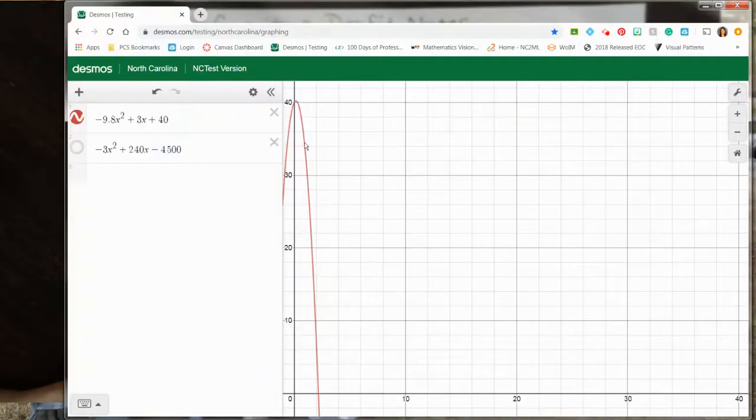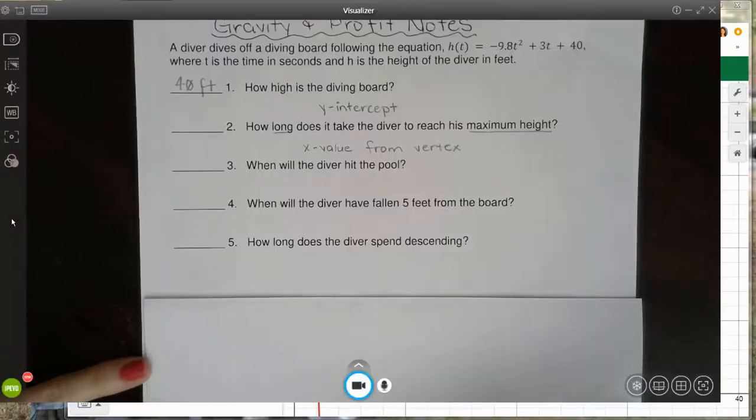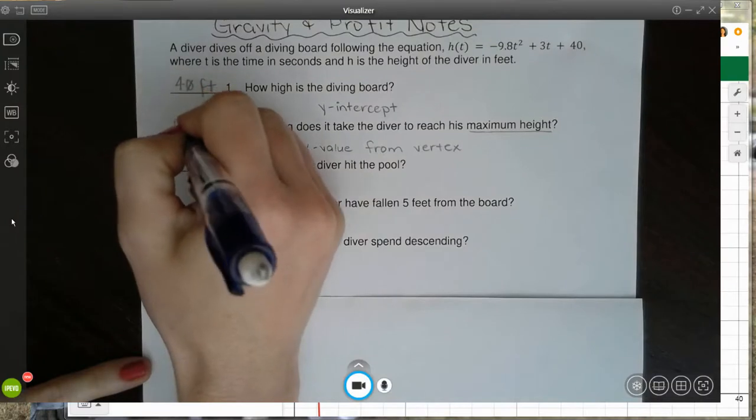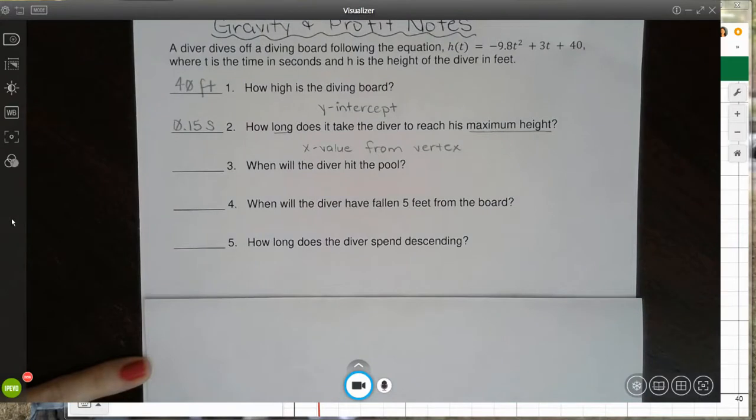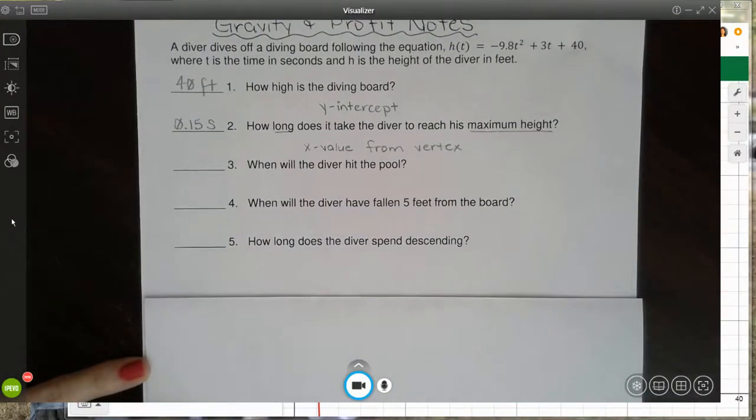So I'm going to come over here and click on my parabola so that I can see my key feature points. And this tells me it takes 0.153 seconds for the diver to reach his maximum height. I'm going to just put 0.15 seconds because we typically don't think of time as to the thousandth of a second unless we're like in the Olympics or something.